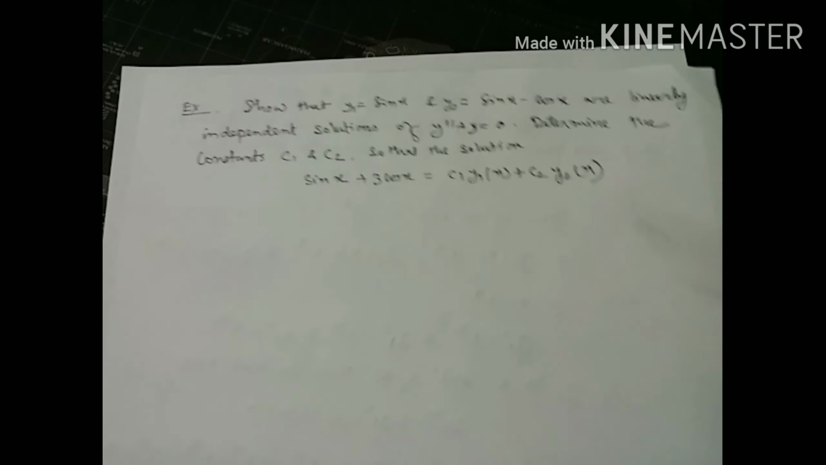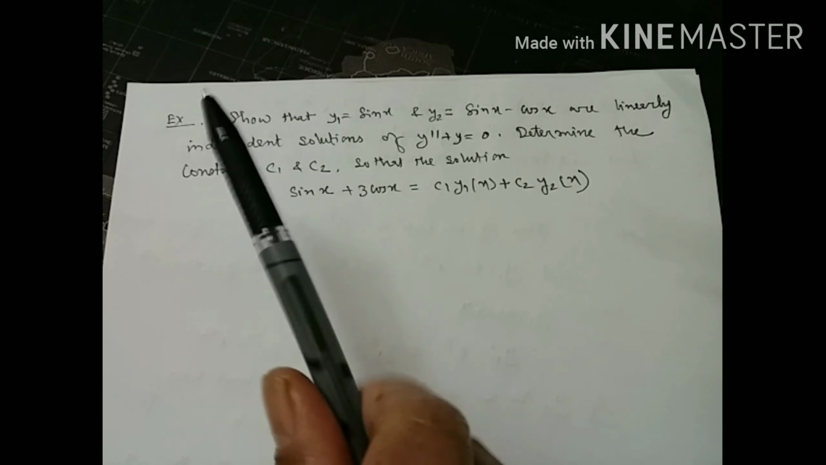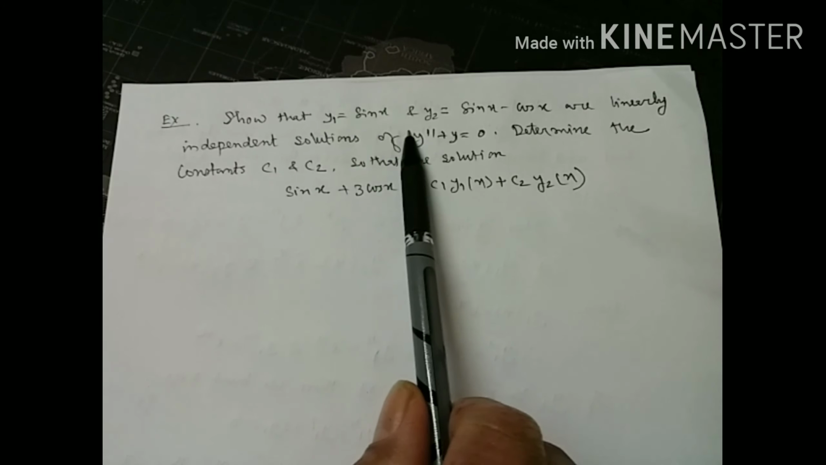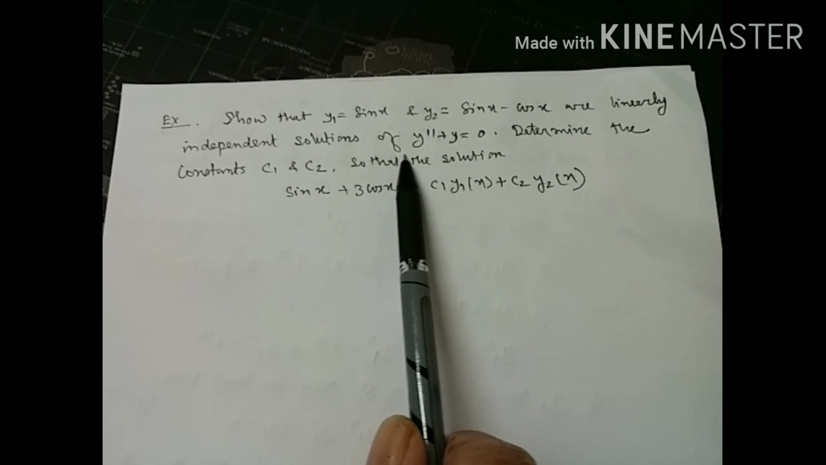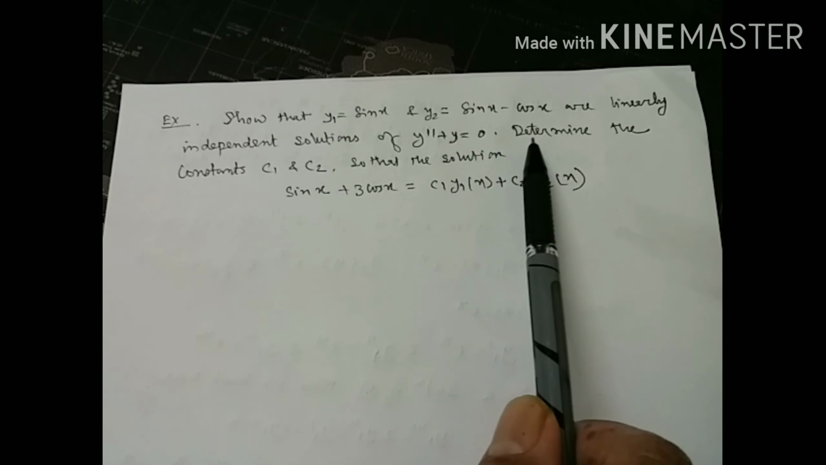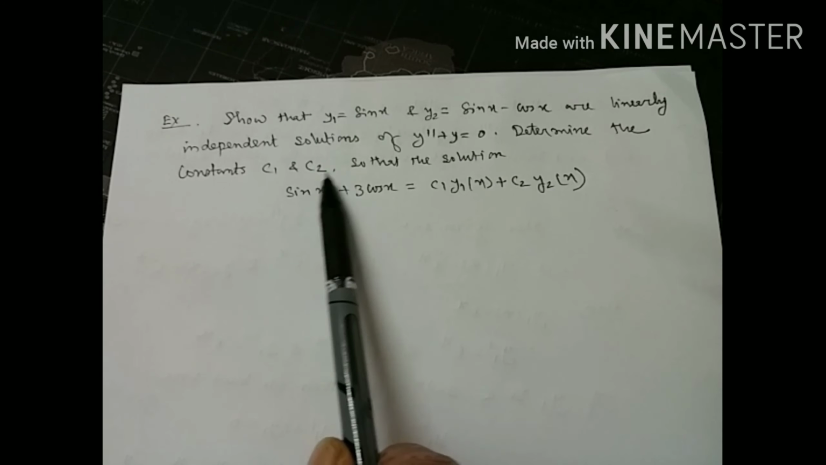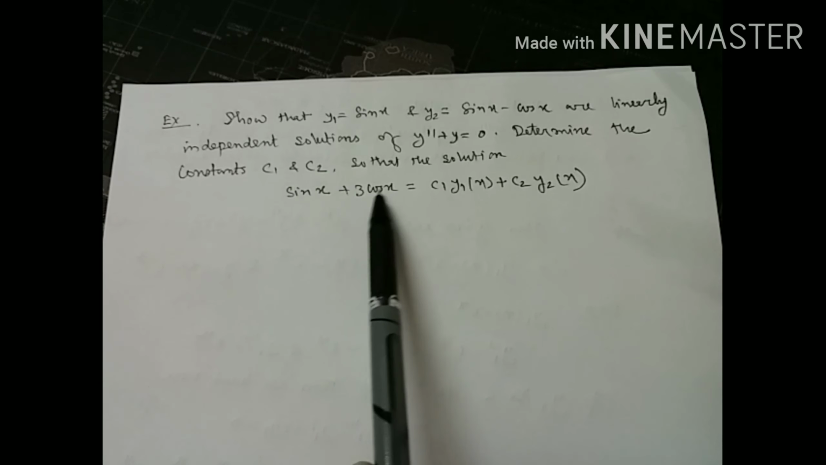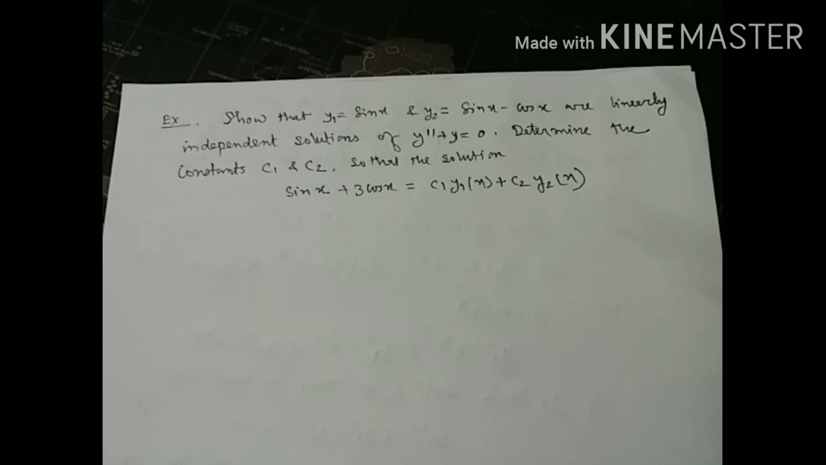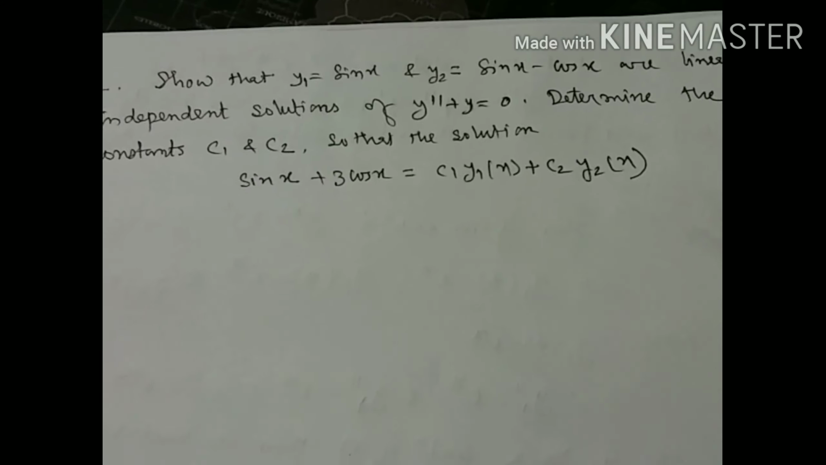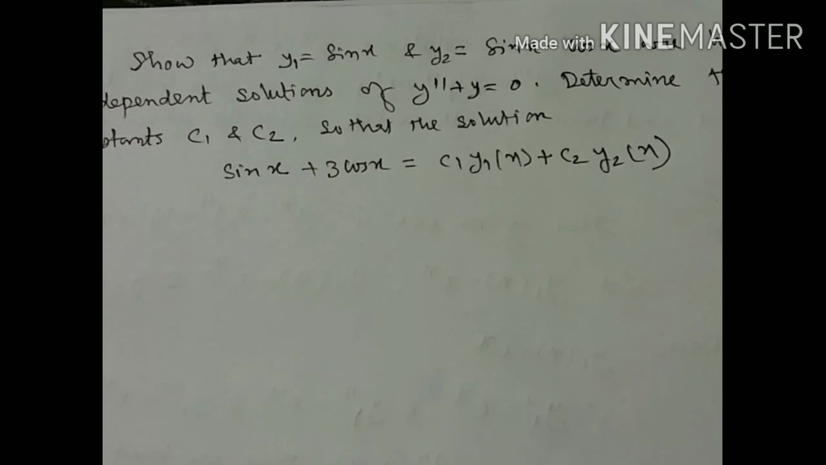Next we are taking another problem, which is given like this. Show that y1 equal to sin x and y2 equal to sin x minus cos x are linearly independent solutions of the equation y double dash plus y equal to 0. Here determine the constants c1 and c2 so that the solution sin x plus 3 cos x equal to c1 y1(x) plus c2 y2(x). We are given to show that these two are independent solutions and to find the values of the arbitrary constants c1 and c2.